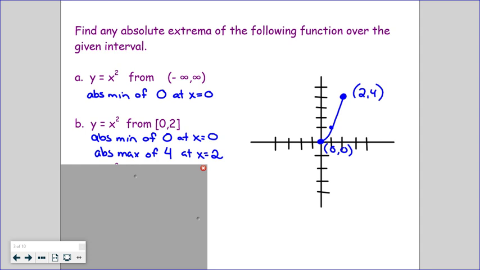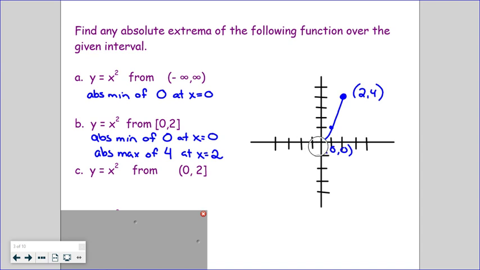Good so far? Okay. What is different about what I just had up there compared to what I'm asking you now? It's an open circle. The parentheses means we don't include 0. So I can come over here and instead of that, it would be like that, right? What does that change about my extrema?